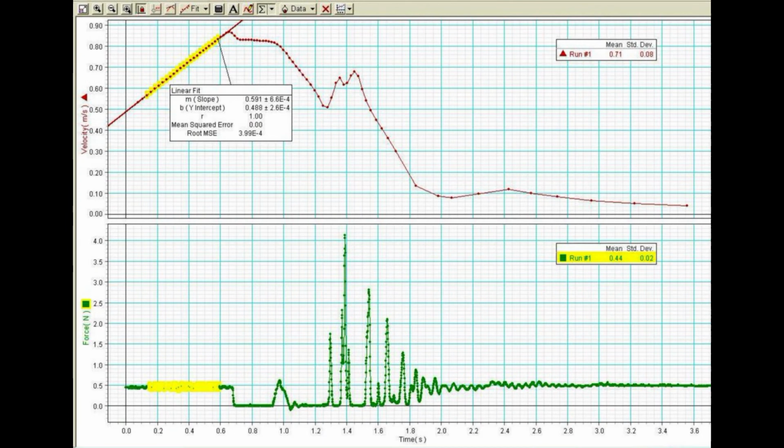The top graph is velocity versus time. Highlight the straight line acceleration region and perform a linear fit.